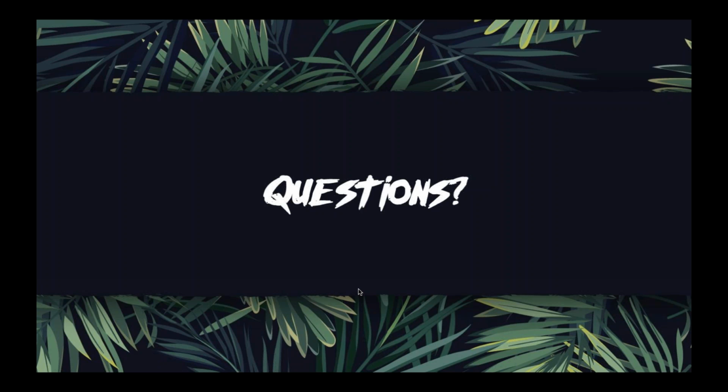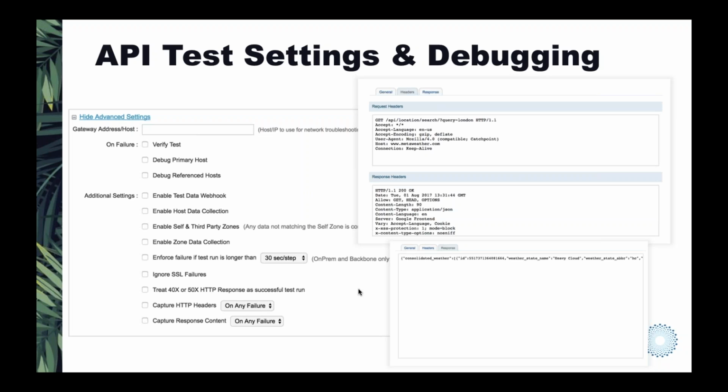Ooh, very, very good question. There are two parts to this. There is the part of debugging an API before you put it into monitoring production, and then, as this screen shows, there is the debugging when you are monitoring.